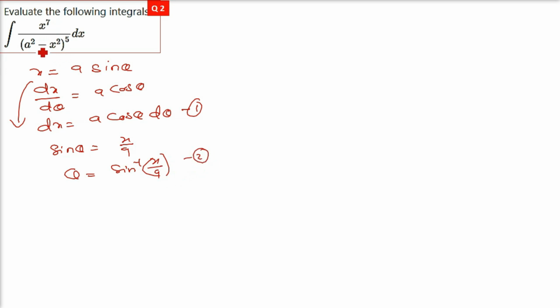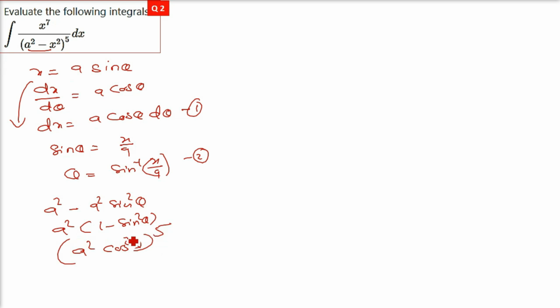Numerator, denominator. Let's resolve the denominator first. The downstairs first: a square minus x square. This x has to be replaced by a sin theta, so a square minus a square sin square theta. A square you can take common. 1 minus sin square theta is cos square theta, so a square cos square theta you got. Now the power is 5 here, so a raised 10 and cos raised 10 theta it will be.